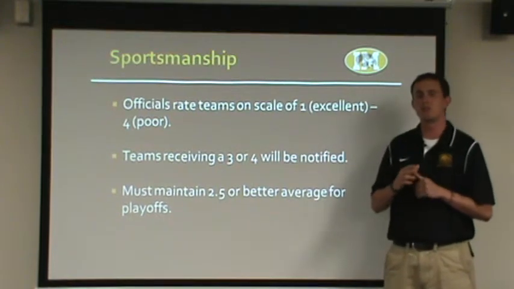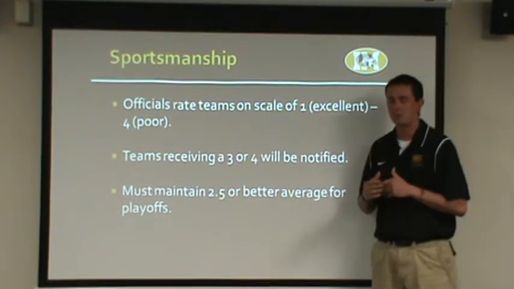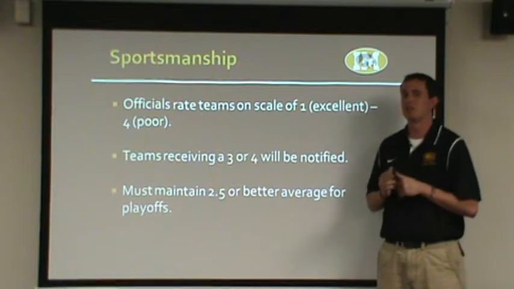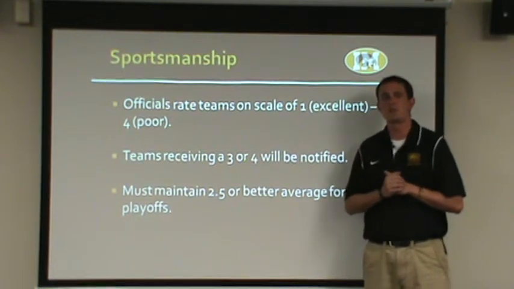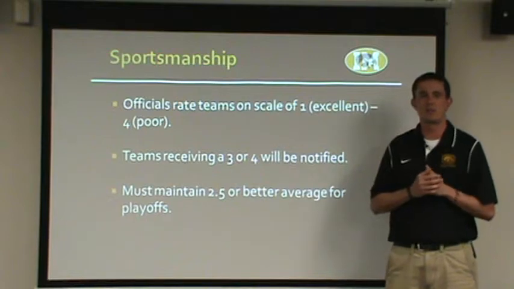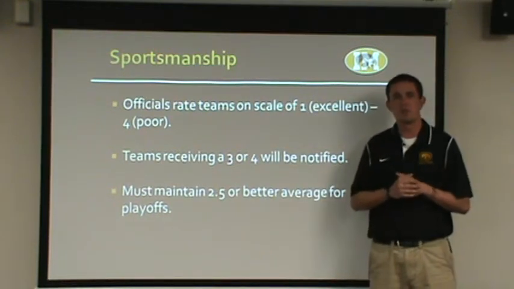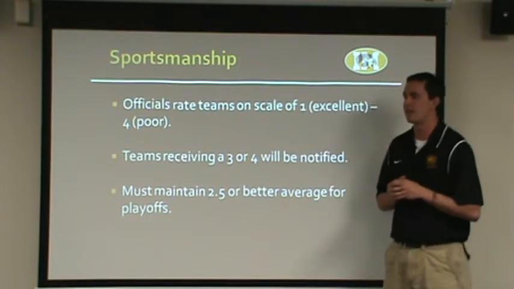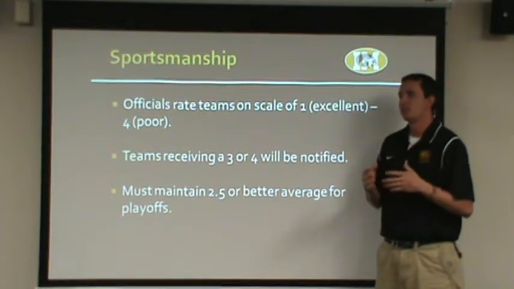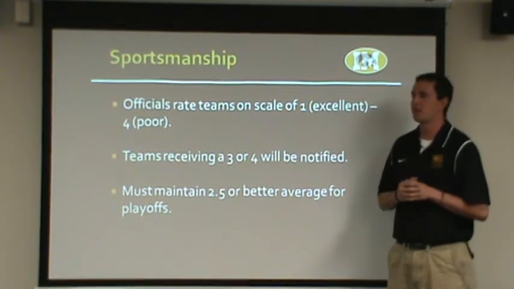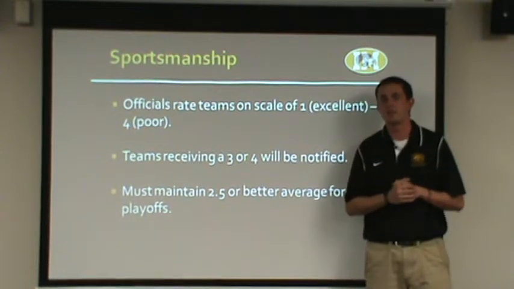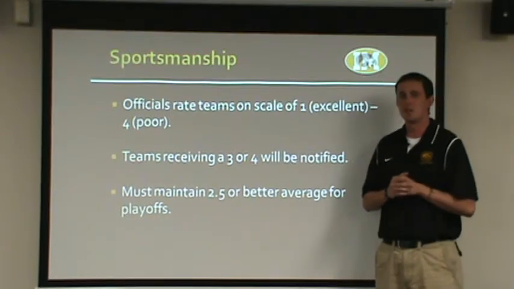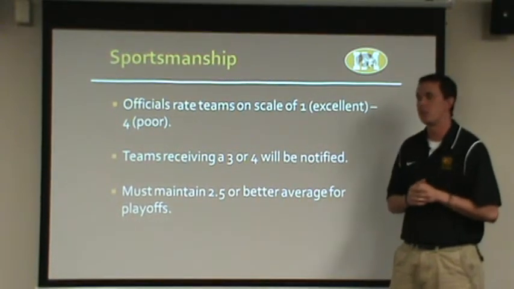Officials will rate your team's sportsmanship on a scale of 1 to 4, with 1 being excellent and 4 being poor. Teams receiving a 3 or 4 will receive an email. If you receive a 4, you will need to come have a meeting with us in the intramural sports office with our administrative staff. If you get a 3, you'll get an email warning saying, hey, help us out, act more in a sportsmanlike manner, be more mature, things like that. Just a reminder for us to give you that we want you to act in a sportsmanlike manner when you're out there. And if you're trying to make playoffs, you must have a 2.5 sportsmanship average to be eligible for playoffs, and you must maintain that throughout the playoffs in order to be eligible to continue playing.